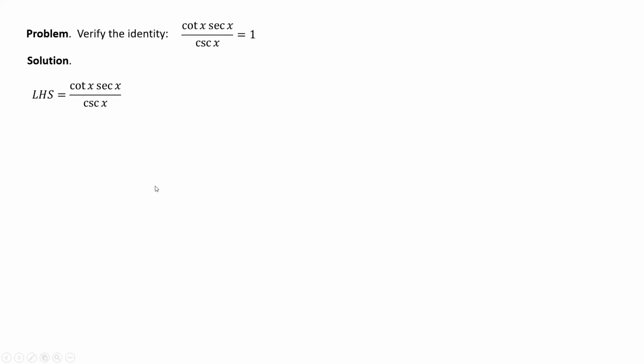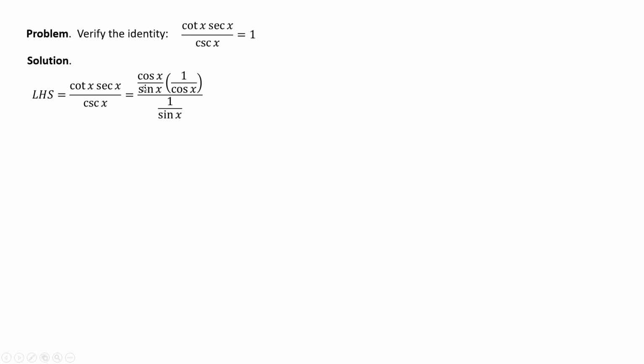As such, I don't get any ideas, but I'm thinking, yeah, just go ahead and change everything to sines and cosines. That is, cotangent x is cosine x over sine x. Secant x is 1 over cosine x. Cosecant x is 1 over sine x. Cool?